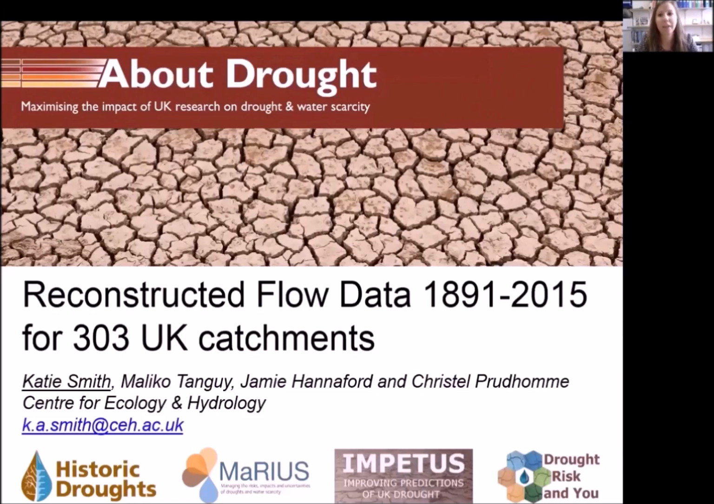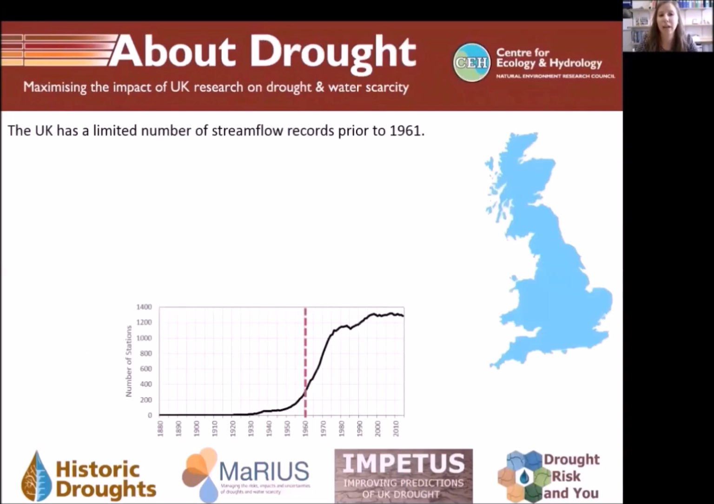So some of the motivation for this work is that the UK has a limited number of streamflow records prior to 1961. As you can see in this graph, we've had a massive increase in streamflow stations in the 1960s, but before then we have a very limited number of records and they're very scarce around the country. So it's quite hard to build a systematic picture of river flows across the whole of the UK before the 1960s.